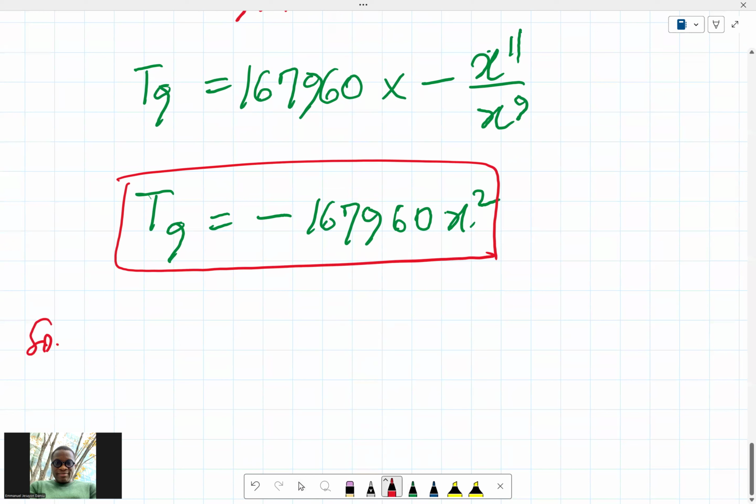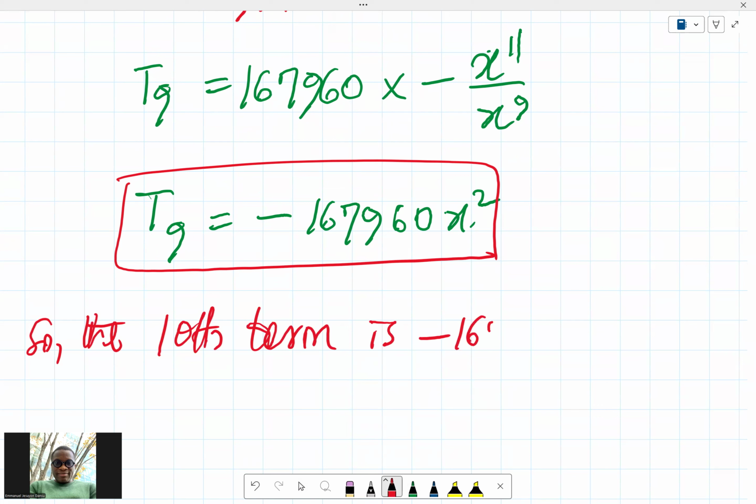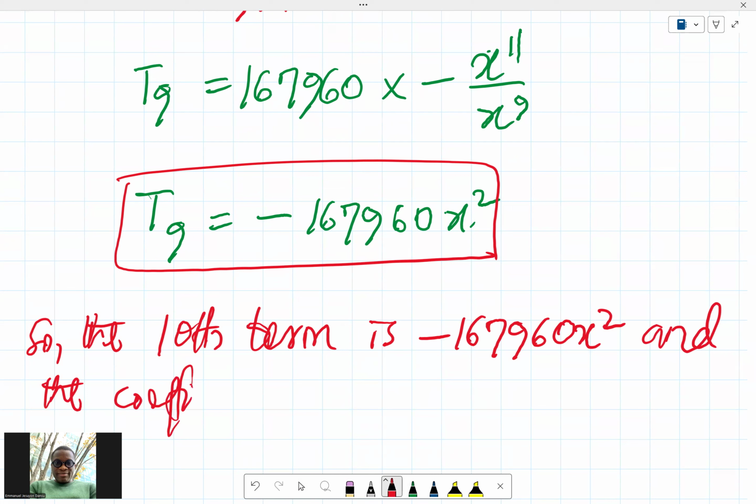So the 10th term is minus 167,960 x squared. And what we actually need from the question is the coefficient, and the coefficient is minus 167,960. So that's all we need.